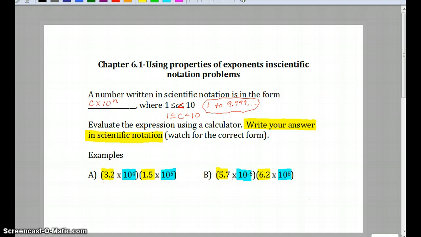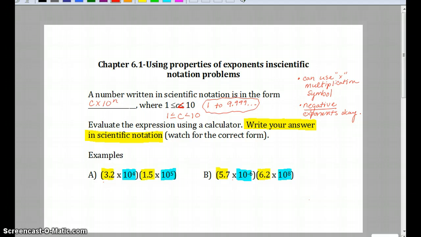Now, we normally don't use the x for a times sign, but in scientific notation you do. And we normally don't have negative exponents, but in scientific notation that will also be okay. All right, the form, again, is c times 10 to the n power.